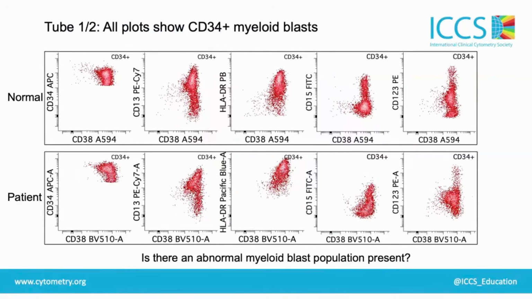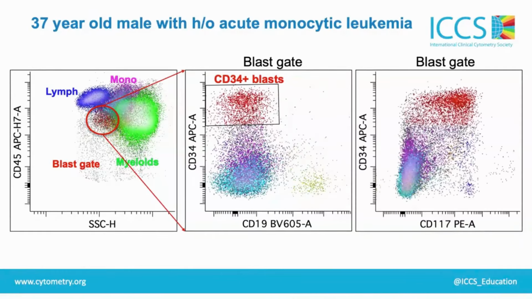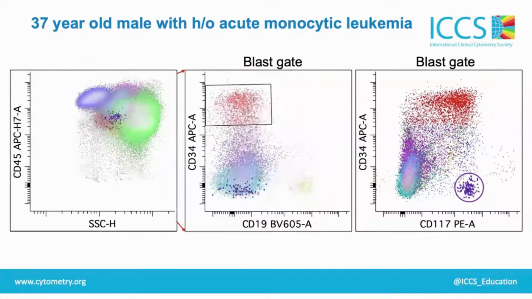Can we conclude this is MRD negative? Let's go back to the blast gating. Instead of CD34 and CD19, let's look at CD34 and CD117. There's a small CD34 negative, CD117 positive population sitting in the blast gate.